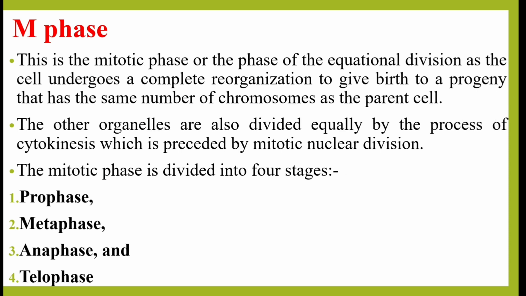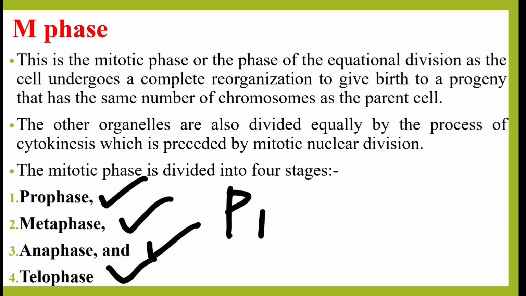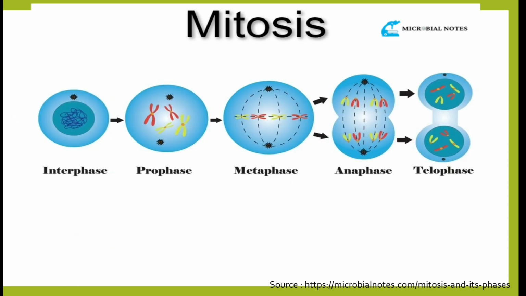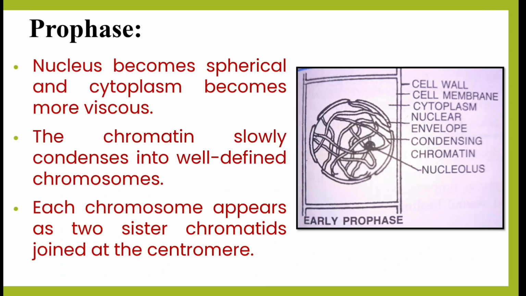So the mitotic phase is divided into four stages. One is prophase, second metaphase, third anaphase, the last one is telophase. So the stages are prophase, metaphase, anaphase and telophase, PMAT. These are the diagrammatic representations of different stages of mitosis. We will study these phases in detail.